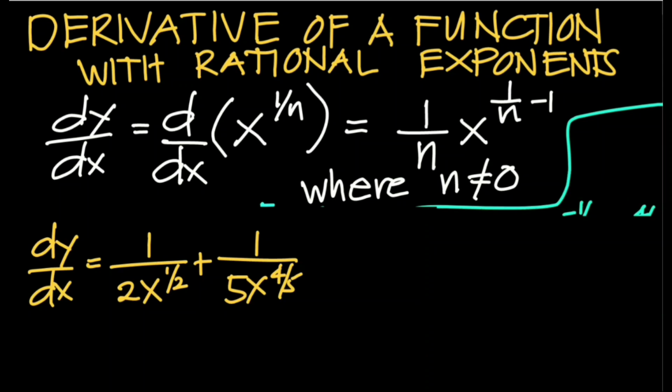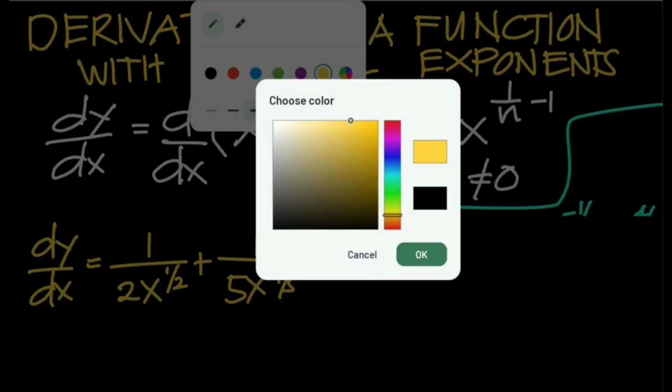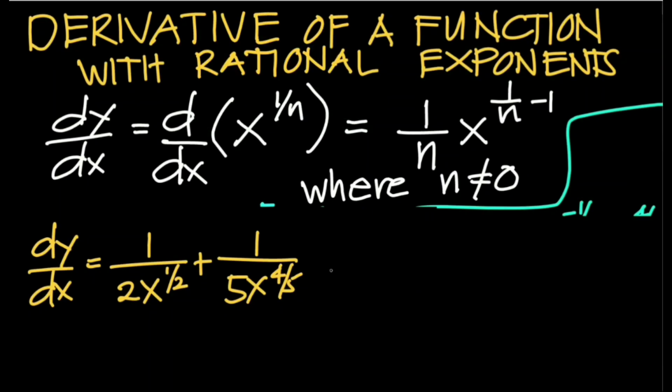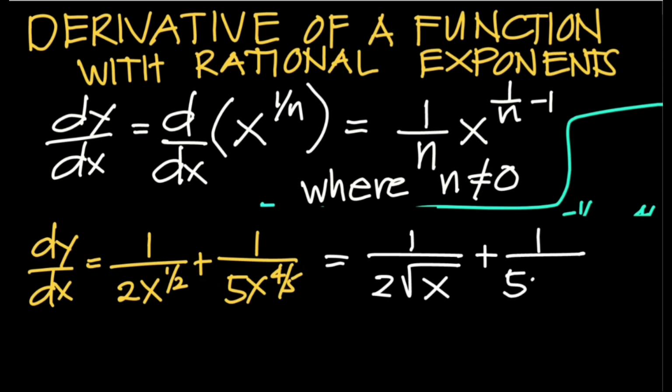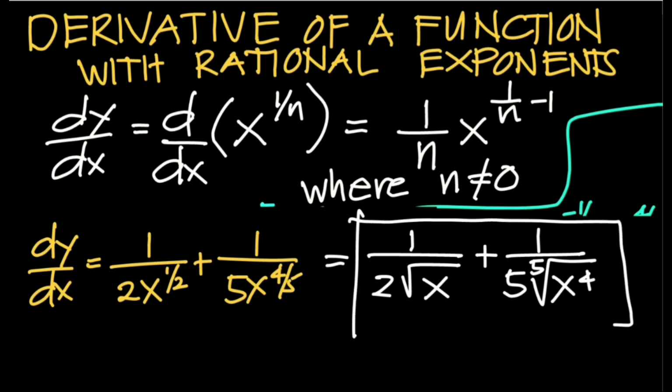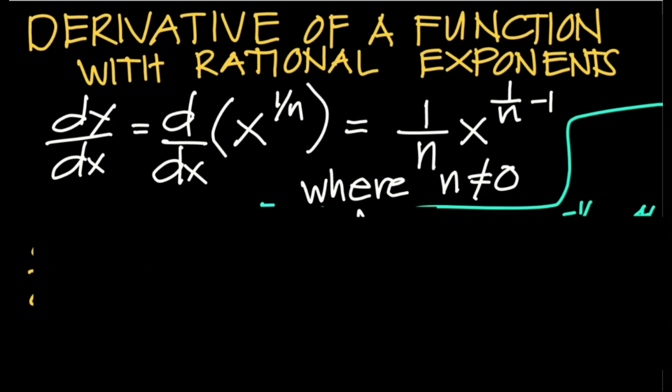And we can simplify this further. This would become 1 over 2 square root of x plus 1 over 5 fifth root of x to the 4th. So this is our final answer. Now let's try another problem.